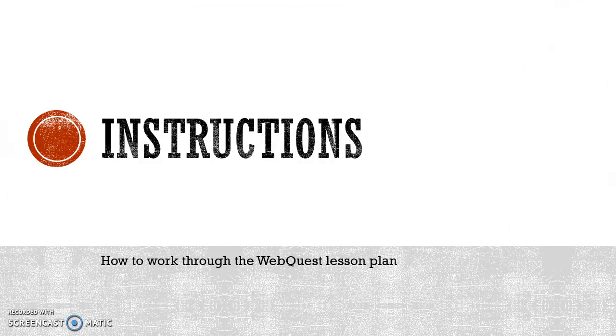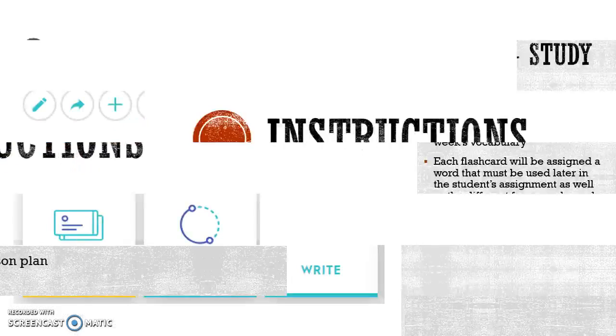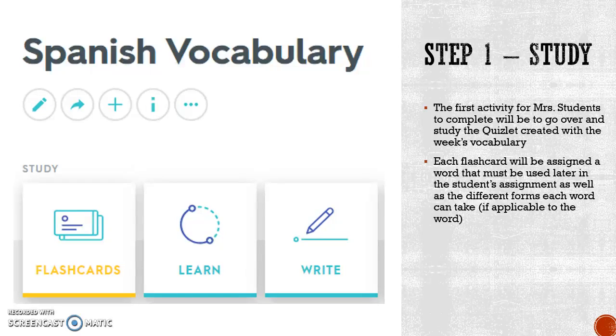So now I'll walk you through the step-by-step idea for this lesson plan for students to complete. So the first step is going to be to study the Spanish vocabulary Quizlet that Miss Austin will create and provide a link to on the Google Sites hub. Each flashcard will be assigned a word that must be used later in the student's assignment, as well as different forms each word can take if applicable to the word.